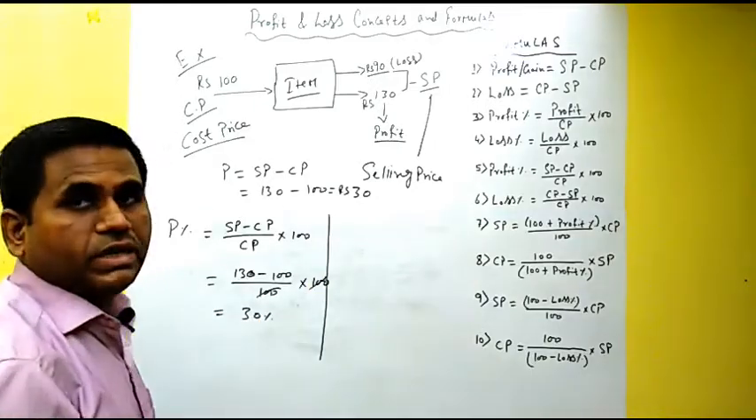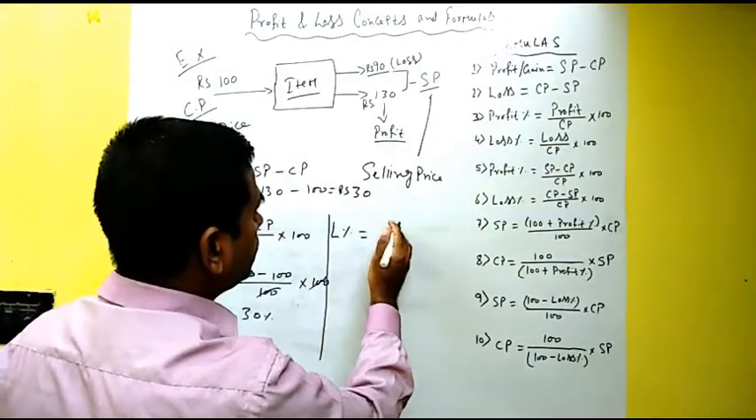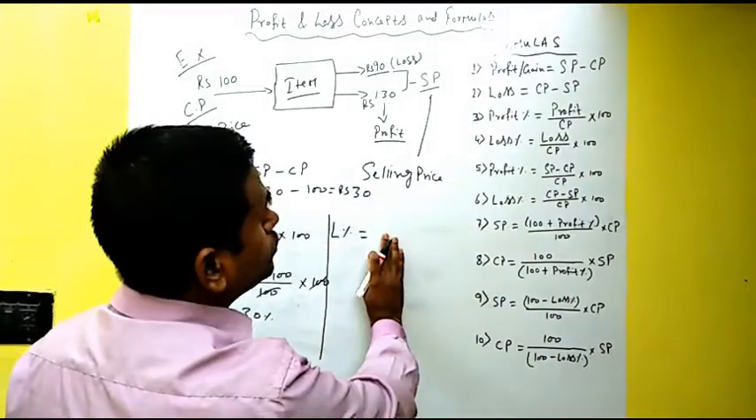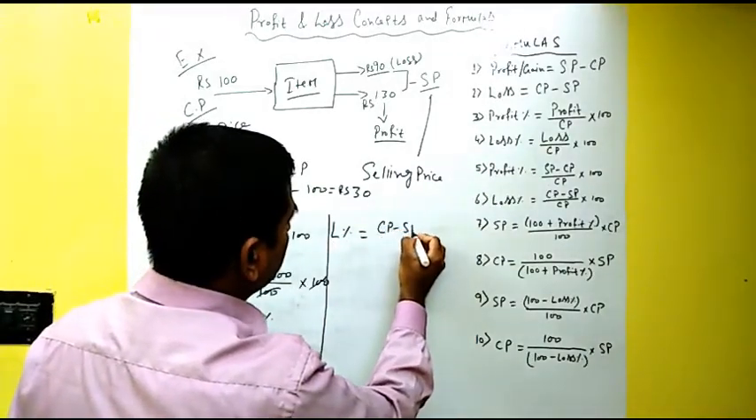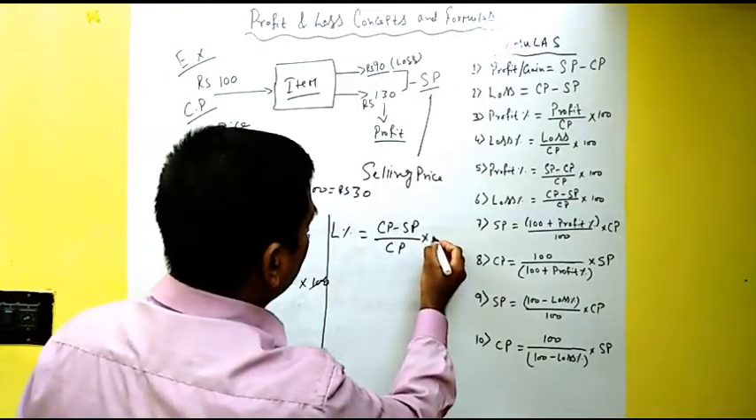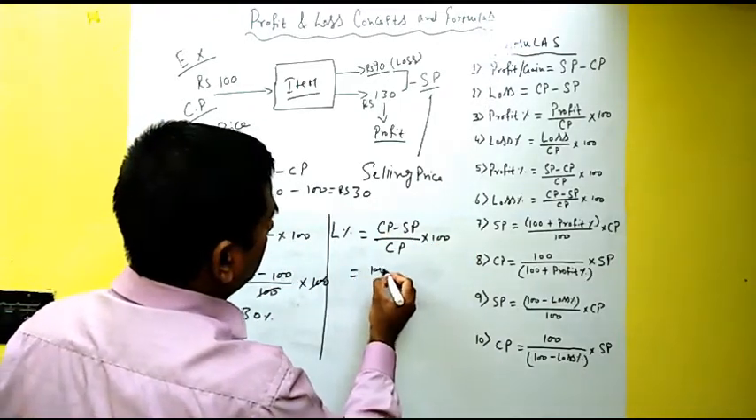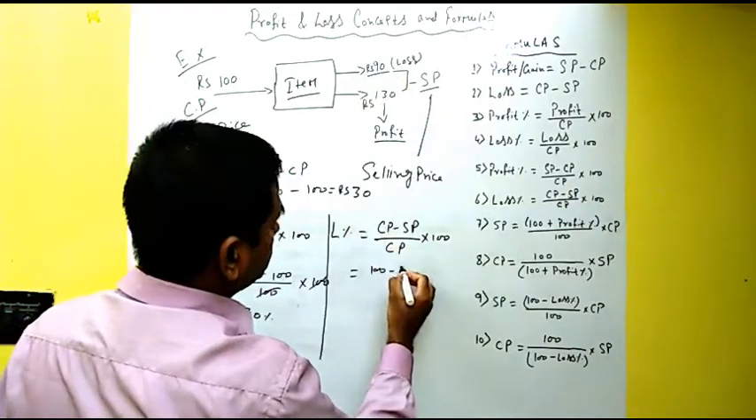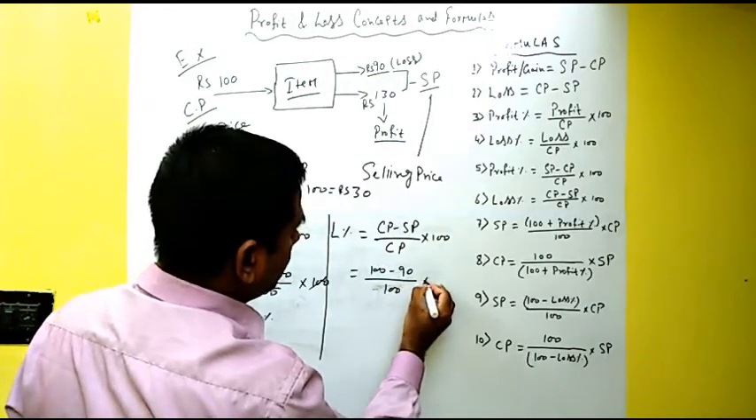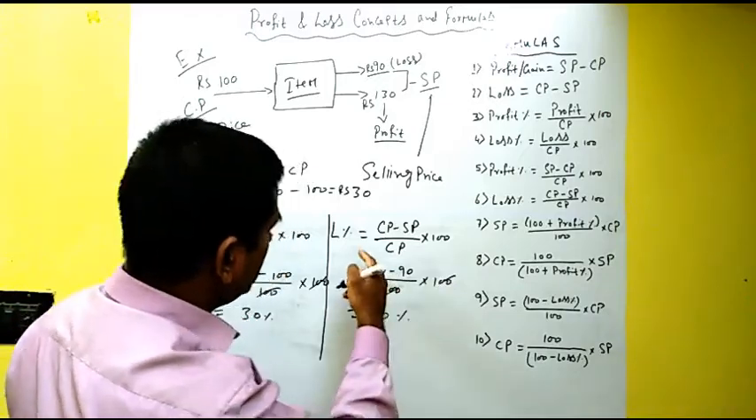Similarly we can calculate the sixth one, loss percentage. Loss percentage is equal to, the previous formula you saw, loss upon CP. Loss can also be written as CP minus SP. The denominator is always CP, as I have told you, and then multiplied with 100. So CP is 100, selling price is 90 and CP is again 100, multiplied with 100. The 100 gets cancelled. 100 minus 90 is 10. So loss percent is 10.